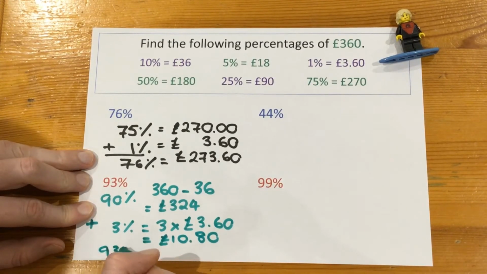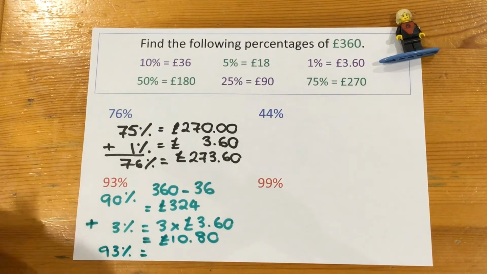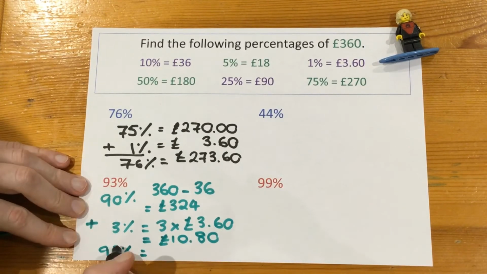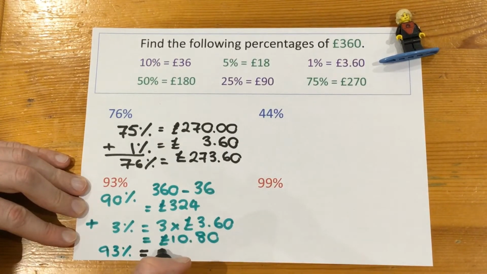So I'm going to be calculating 93%. I'll do this in another pen just to make it clearer. So I'm going to work out 93% is £334 and 80 pence.